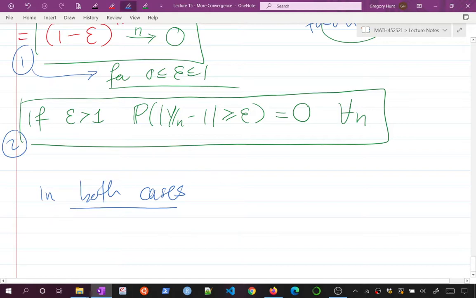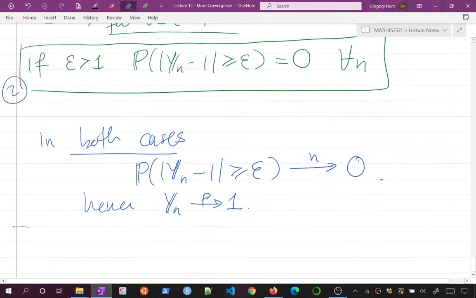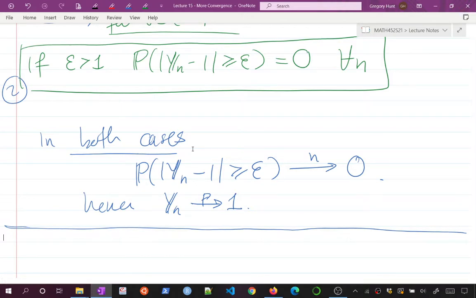In both cases, however, we showed that if we look at the probability that Yn minus 1 is bigger than our threshold, this thing in its limit as n goes to infinity is 0. And so that shows that these Yn's converge in probability to our constant, or a degenerate random variable 1. Which is nice. Okay, so that gives us some intuition about what's going on. It shows us that these things actually do converge in probability to the value we think they should.